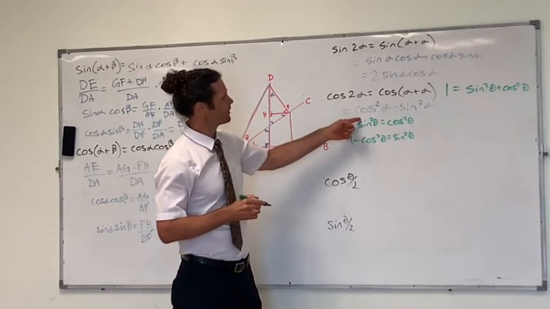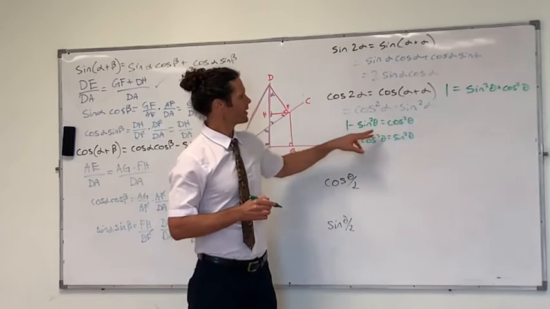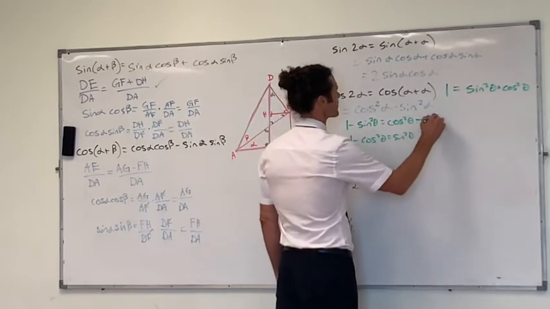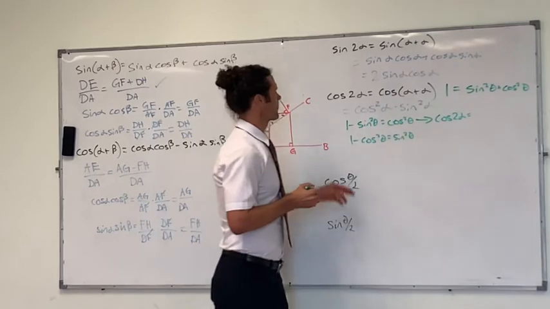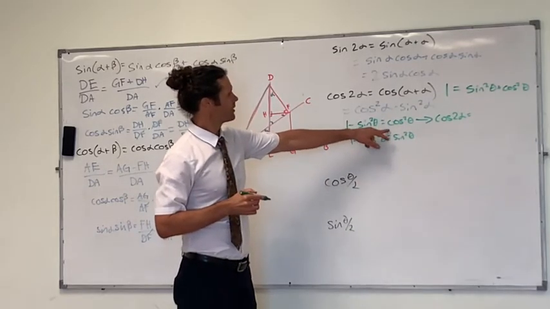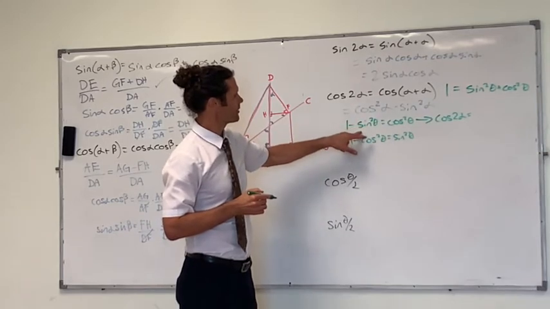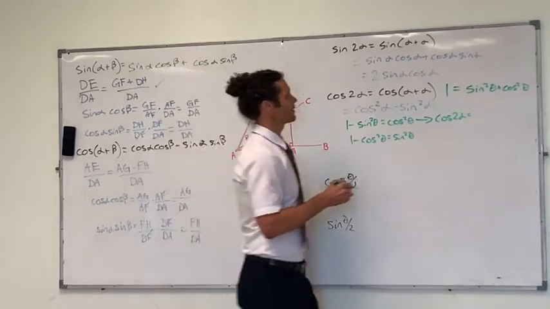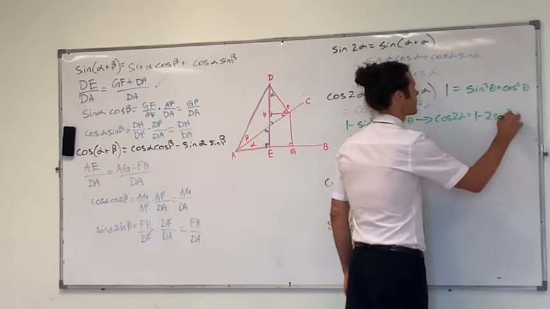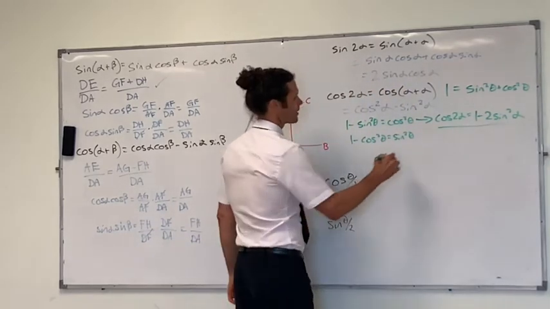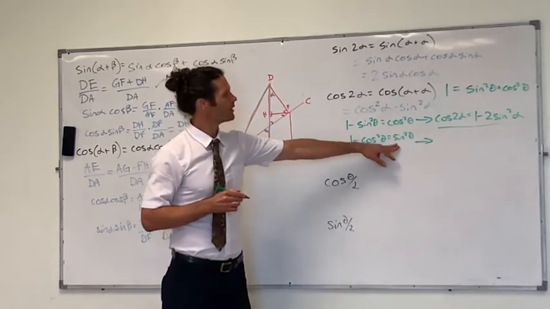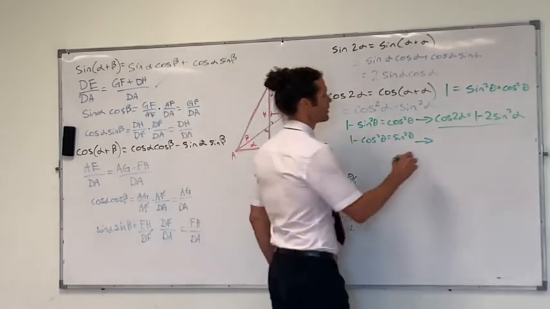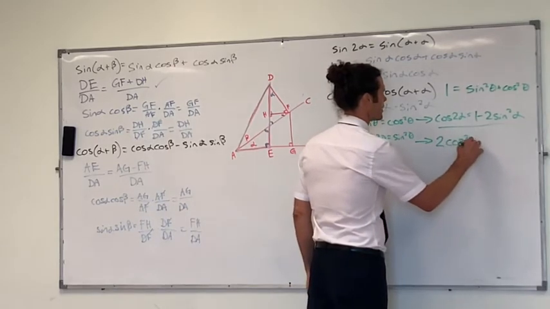If cosine 2 alpha is equal to this value here, then we can substitute and we get cosine 2 alpha is also equal to, let's substitute 1 minus sine squared theta for cosine squared theta here. We get 1 minus sine squared theta minus sine squared theta, or 1 minus 2 sine squared alpha for our value there. And then we can substitute our value for this here, and we get cosine 2 alpha is equal to 2 cosine squared alpha minus 1.